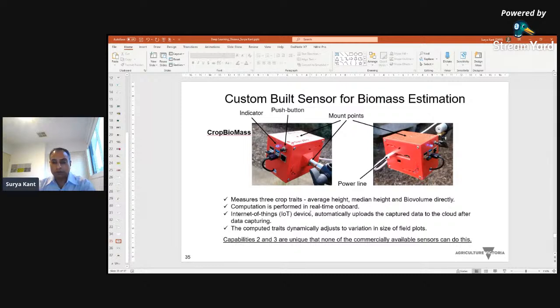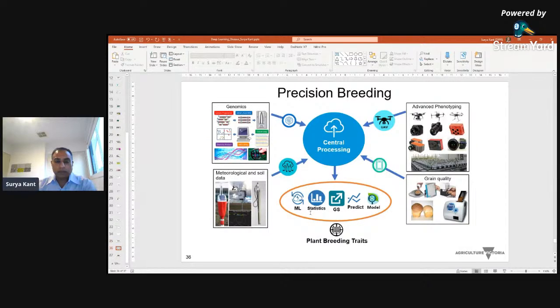And then in this final slide, I'm showing our vision of how, in that precision breeding scenario, we are combining genomic data with the advanced phenotyping data I have shown, and weather data and soil data, which is critical if you want to analyze multi-location, multi-environment trials. And we have a nice facility for grain quality, and how all this information and data can be analyzed centrally, and using machine learning or genomic selection or any other prediction model, how we can get to the plant breeding traits more effectively and more efficiently. So this is precision breeding.